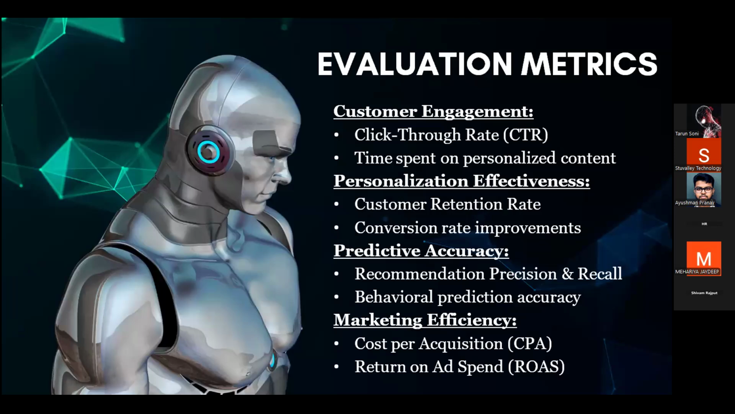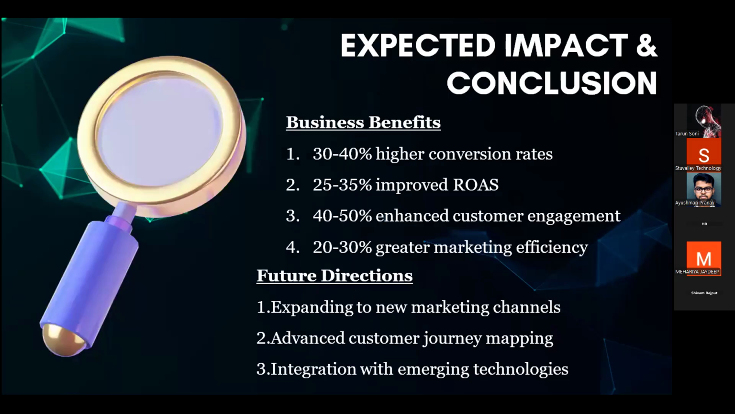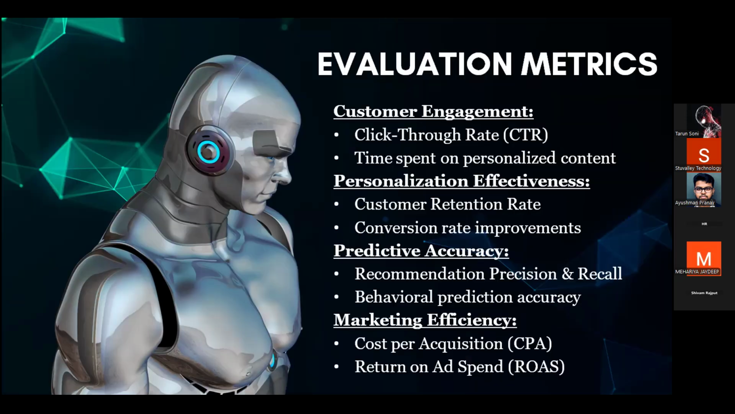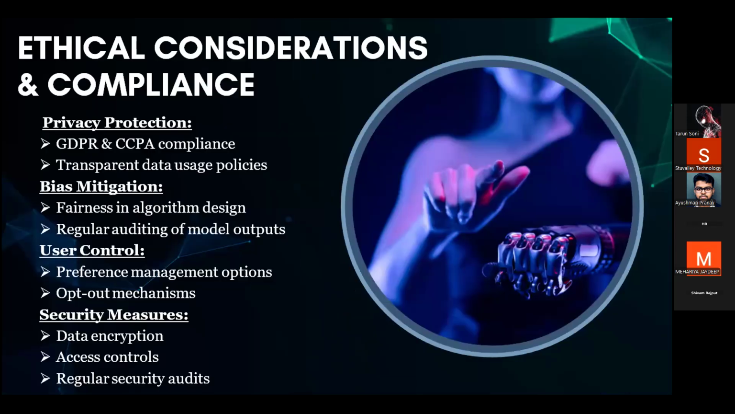Now move to evaluation metrics. For customer engagement, there are CTR, click-through rate, and time spent on personalized content. For personalization effectiveness, there is customer retention rate and conversion rate improvement. For predictive accuracy, we use recommendation precision and recall, and there is behavior prediction accuracy. For marketing efficiency, we use CPA and ROAS. Now move to ethical consideration and compliance. For privacy protection, we use GDPR and CCPA compliance.